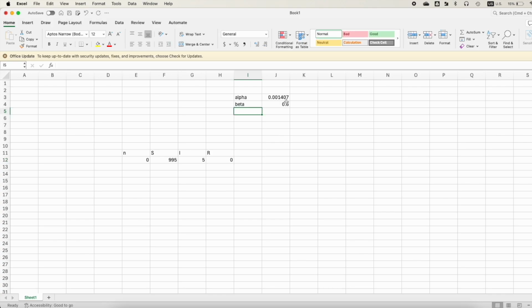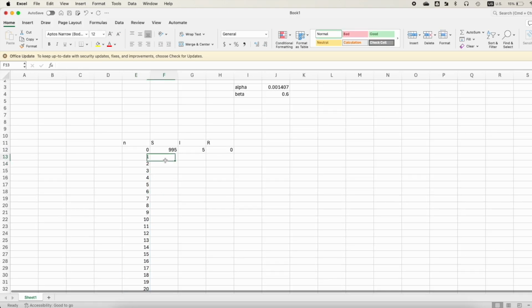There are 2 parameters that we need to consider for the model. The first one is alpha equal to 0.001407, and beta is equal to 0.6. Now I want to see the population evolution for up to 20 time periods, so I'm going to create 20 rows starting from 1. So I'm going to use the sequence function. We want to generate 20 rows, just 1 column, starting at 1, and we're going to take 1 step at a time. So it automatically generates 20 rows for you.